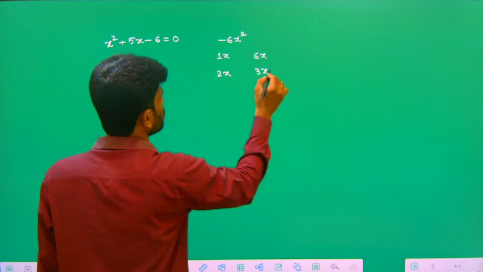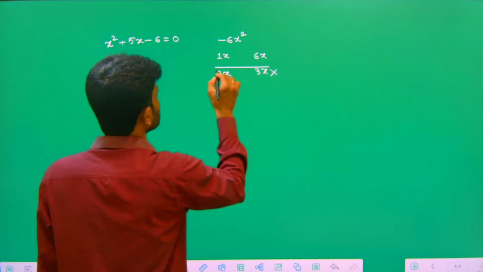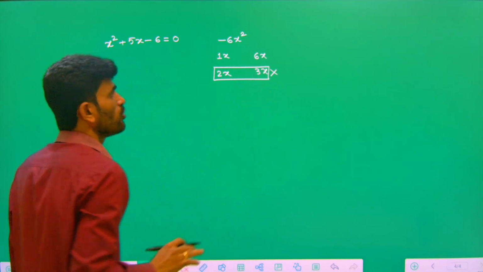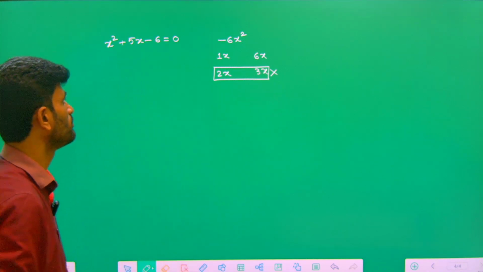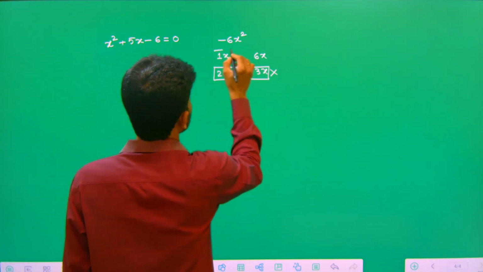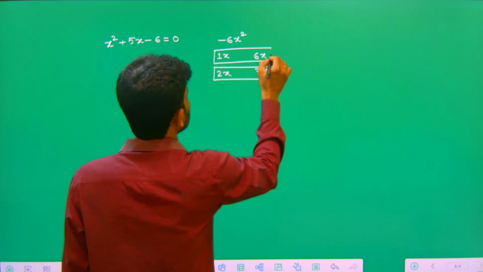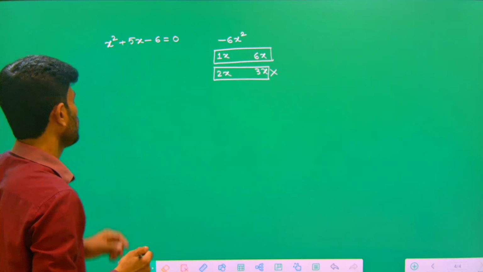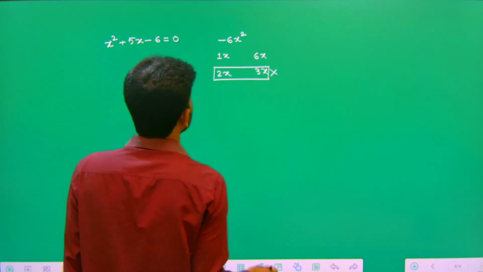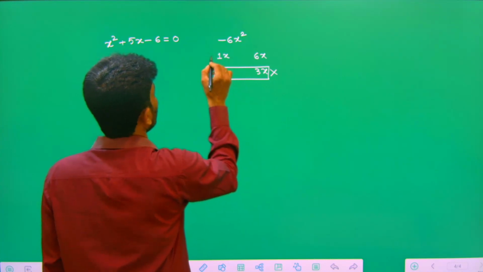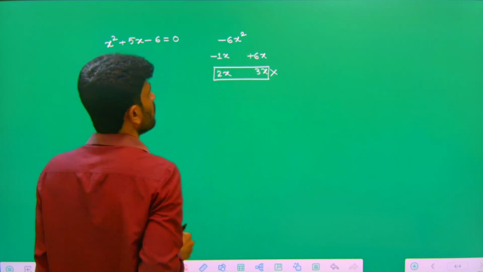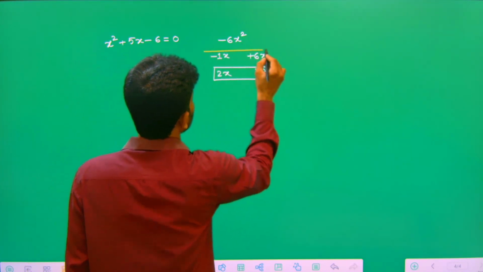We can't take these two, because when you subtract these two, we do not get 5. When you subtract these two, we get 5, and the middle term is positive. That's why the smaller one should be negative and the higher, bigger one should be positive. So like this, we have to take the factors.